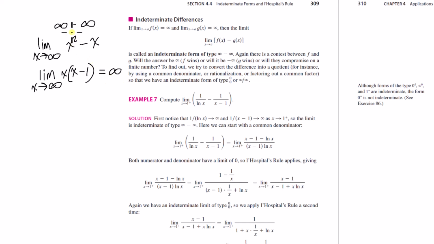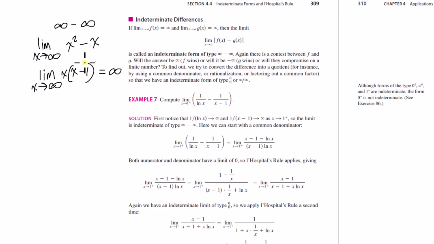And what's happening is x squared is increasing much faster than x. So this is going to infinity. And the idea is if you plugged in 100 billion, if you did 100 billion squared minus 100 billion, you're going to get some enormous number. That's the idea. All right. It says if there's a contest between f and g, will the answer be infinity or negative infinity, or will they compensate or compromise on a finite number? To find out, we try to convert the difference into a quotient, for instance, by using a common denominator or rationalization or factoring out a common factor so that we have an indeterminate form of type 0 over 0 or infinity over infinity.